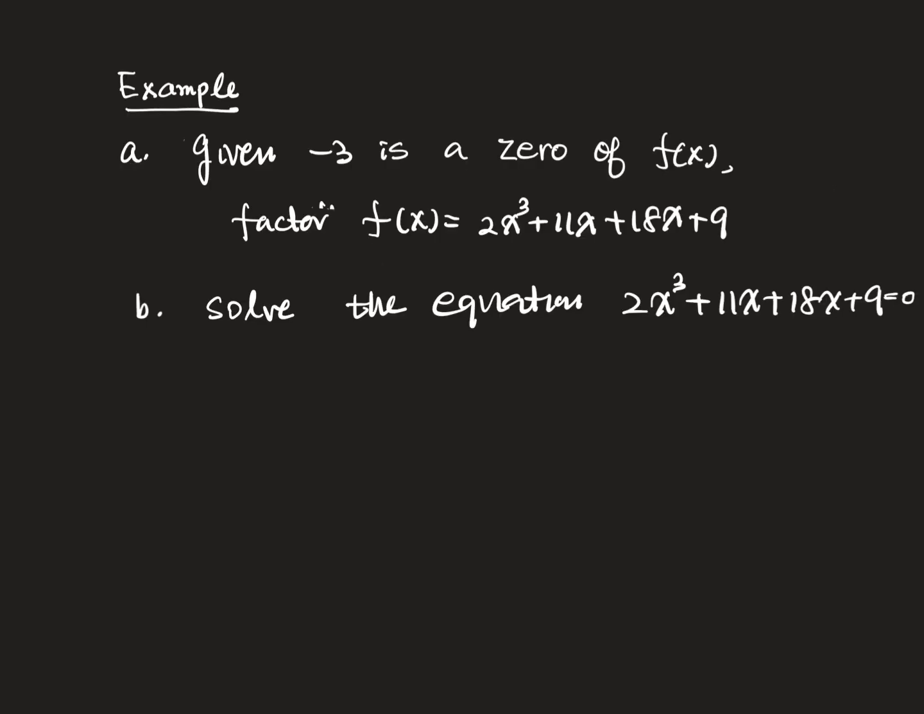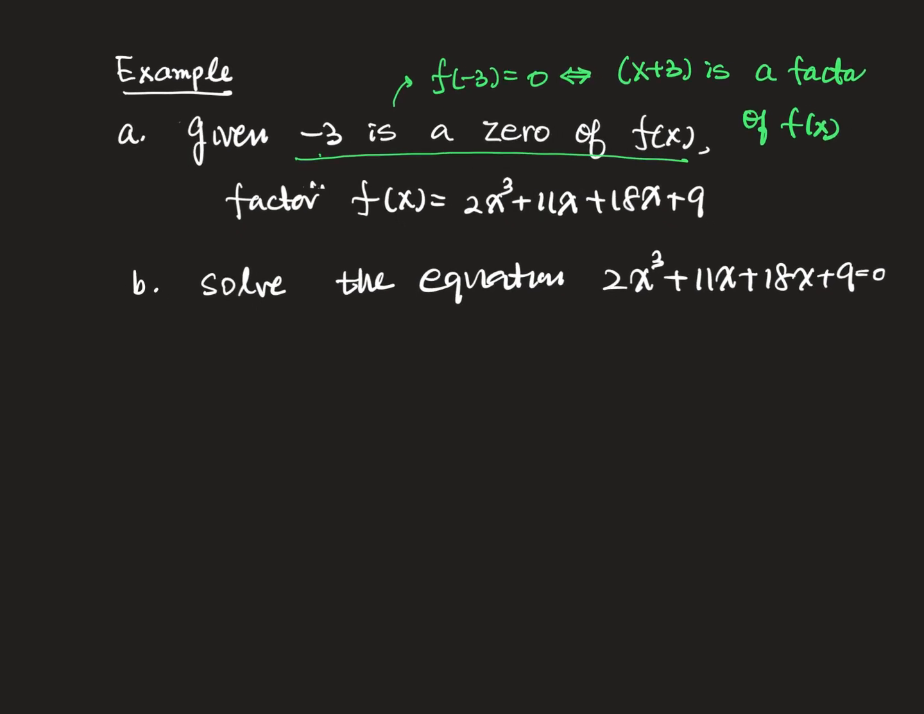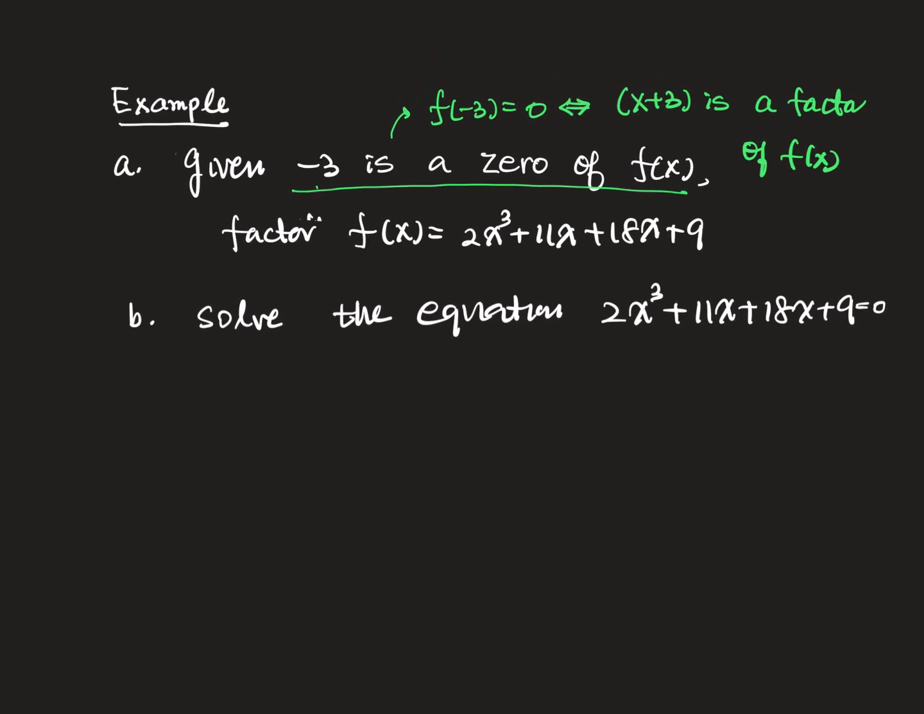So here's a look at this one. They give negative 3 as a zero. You remember from the previous section, negative 3 is a zero, meaning when you plug in negative 3, f of negative 3 is going to be zero. That's what zero means, okay? So then, given this one, the factor theorem says you know that x plus 3 is a factor.